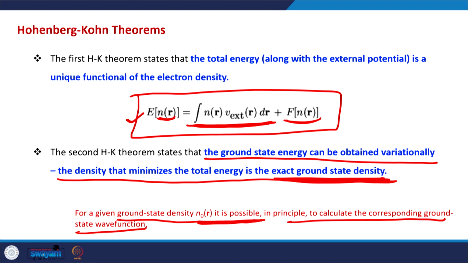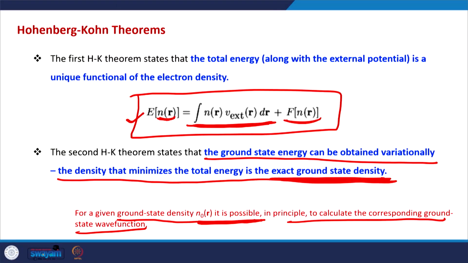Essentially what the HK theorems do is they reduce the original Schrodinger equation to finding the electron density of the system, and by minimizing the energy as a function of the electron density, we can find the ground state energy. And the ground state is important because that is the state when the system is not interacting with any external agency. That is the state that gives us the electronic structure, the band structure of the system.